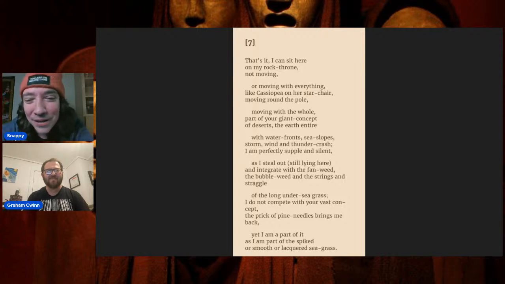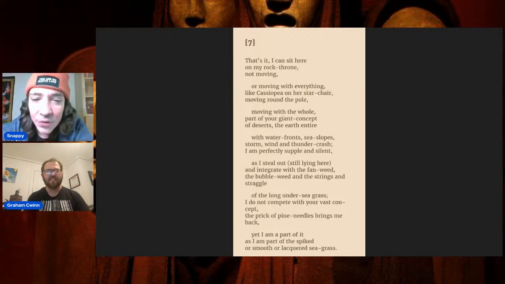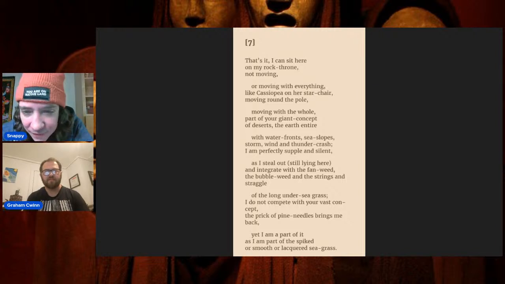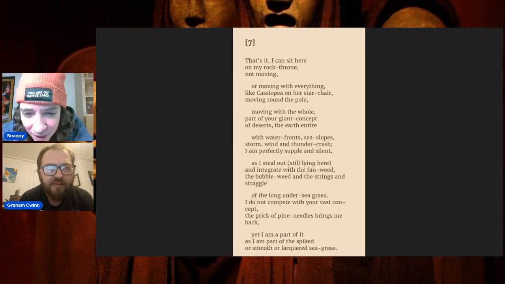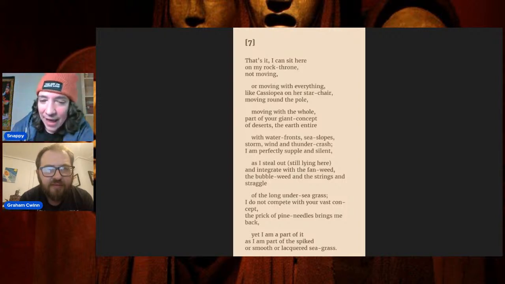Moving with the whole part of your giant concept of deserts, the earth entire, with water fronts, sea slopes, storm, wind, and thunder crash. I am perfectly subtle and silent, as I steal out, still lying here, and integrate with the fan weed, the bubble weed, and the strings and straggle of the long undersea grass. I do not compete with your vast concept. The prick of pine needles brings me back. Yet I am a part of it, as I am part of the spiked or smoothed or lacquered sea grass.